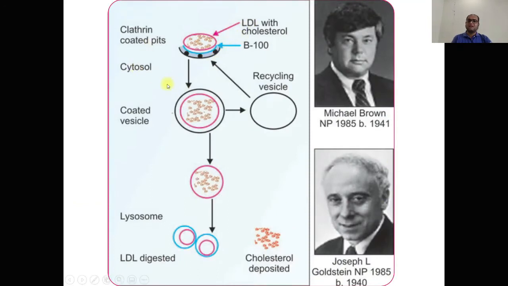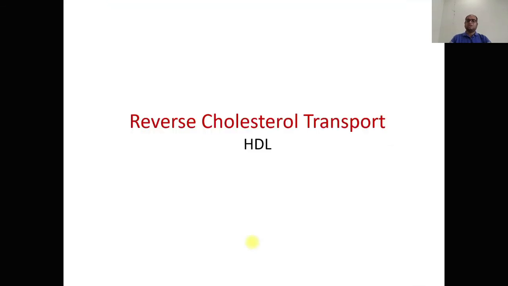Now how this happens with the LDL is that ApoB100 binds, and inside the cell there will be clathrin-coated pits which are going to internalize the whole LDL. In the presence of lysosome, LDL will be digested and cholesterol will be liberated. Now this cholesterol inside the cell will be utilized for various functions, as well as it can go into deposition. Okay, so now this completes our discussion regarding the LDL.